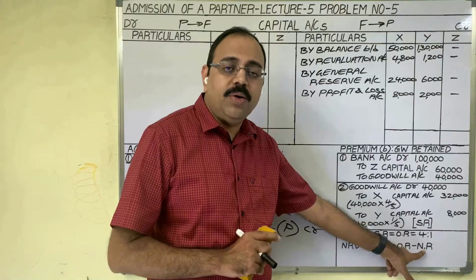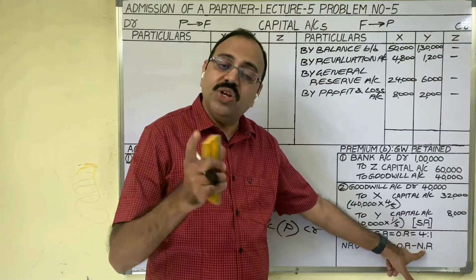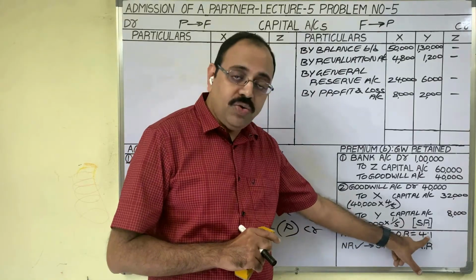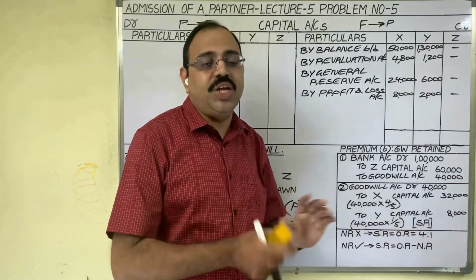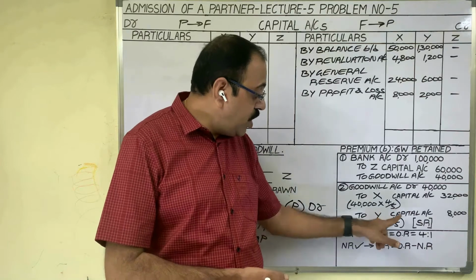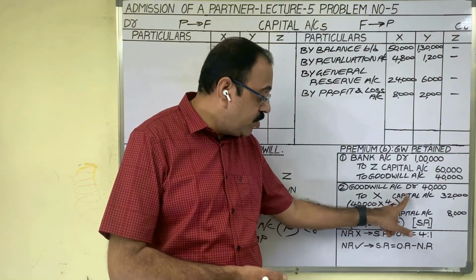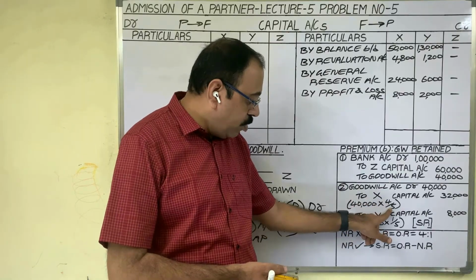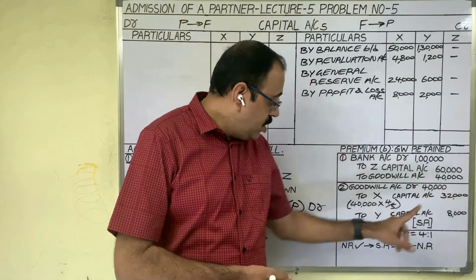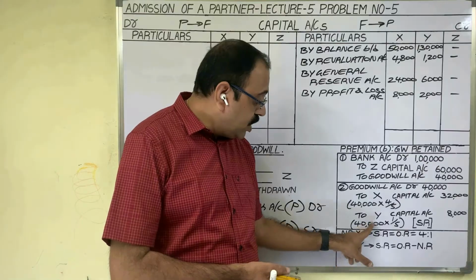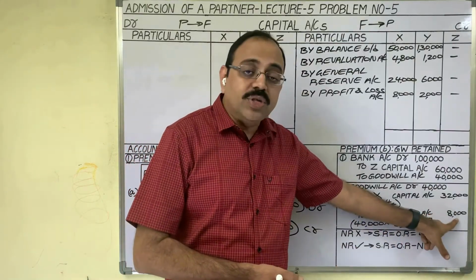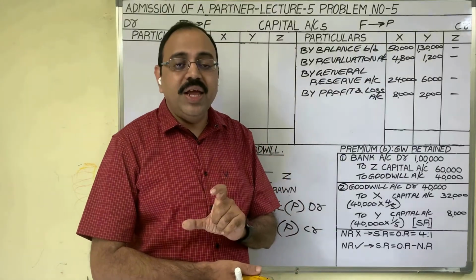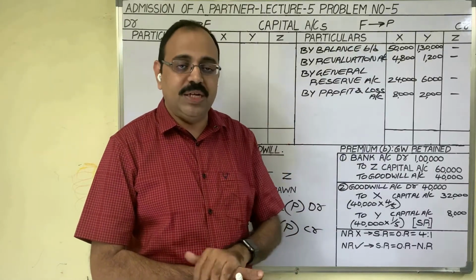In the present problem, the new profit and loss ratio is not given. Therefore, the old ratio 4:1 becomes the sacrificing ratio also. So in 4:1 ratio, we have to distribute this goodwill amount. To X, 40,000 into 4 by 5, 32,000. To Y, 40,000 into 1 by 5, 8,000 we have to transfer. So this is all about goodwill entries in case of the premium method.